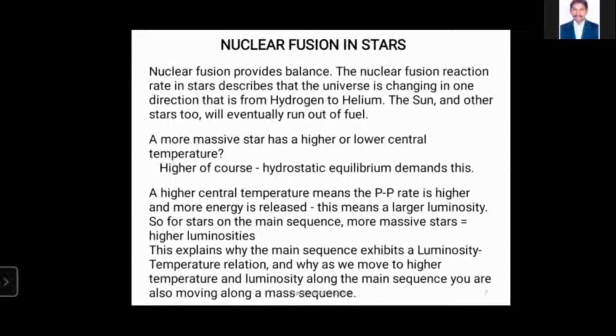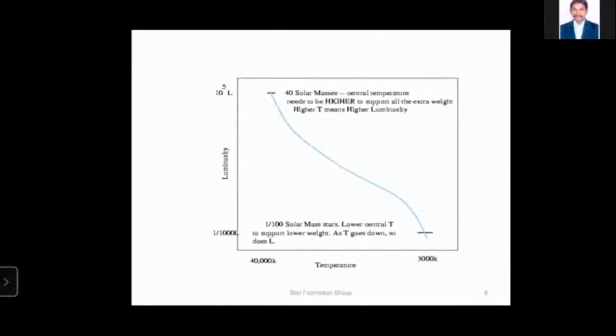This explains why the main sequence exhibits a luminosity-temperature relation, and why as we move to higher temperature and luminosity along the main sequence, we are also moving toward higher mass. This figure shows that as we move toward higher temperature, we are moving toward higher luminosity. It means that we are moving toward the massive end of the main sequence.